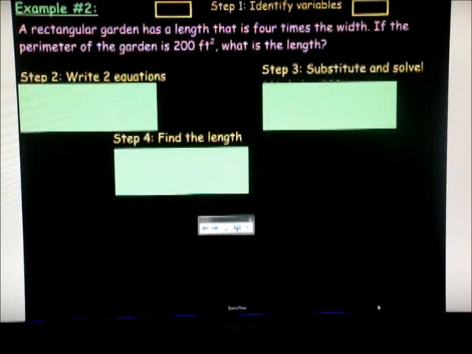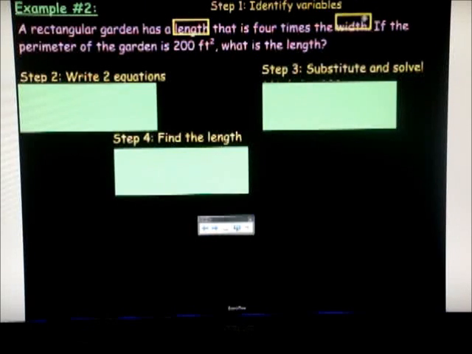First things first, this problem is asking for one specific variable, the length. Before I start solving, I have to write an equation. Before I write an equation, I have to find my variables. We already know we're finding the length, so that's a pretty easy variable to find.